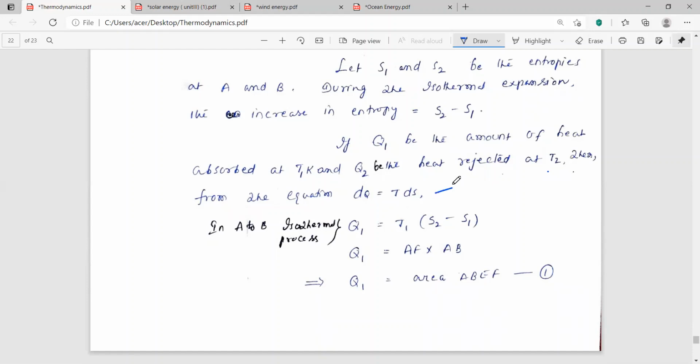So from that equation we can write dS equal to dQ by T, so dQ equal to TdS. In an isothermal process, what is the dQ here? The amount of heat energy absorbed from the source. Therefore Q1 equal to, here instead of T you can write T1. And what is the change in entropy? S2 minus S1 from A to B. So Q1 equal to T1 of S2 minus S1.